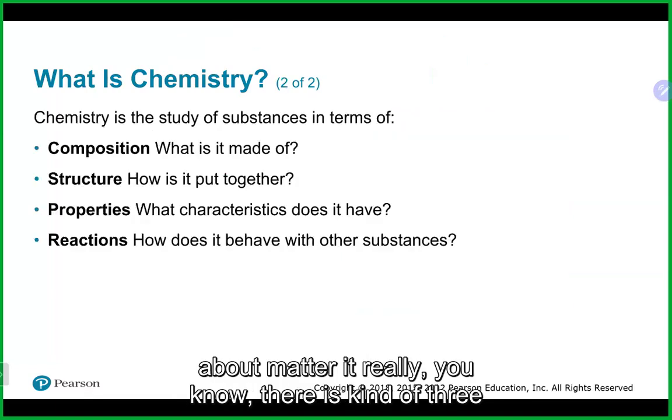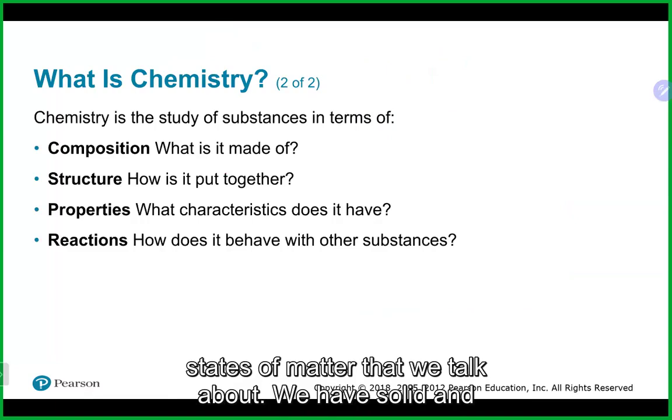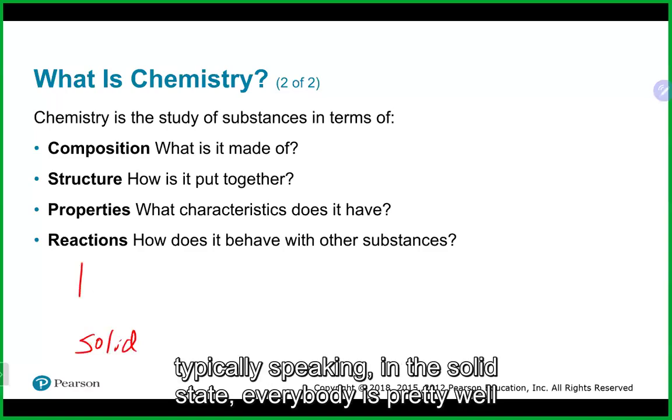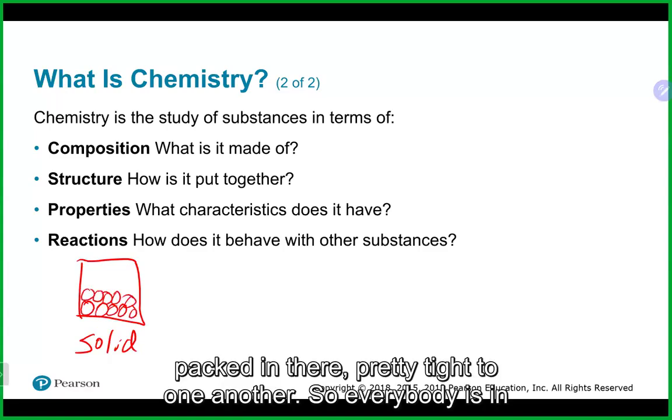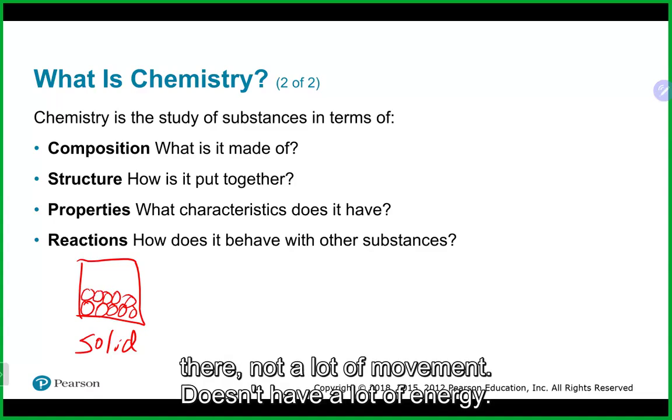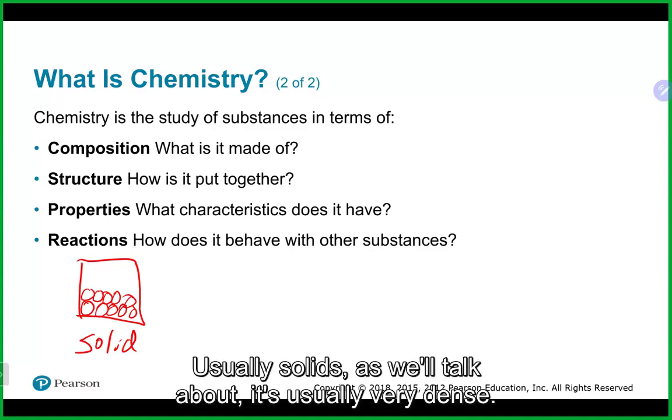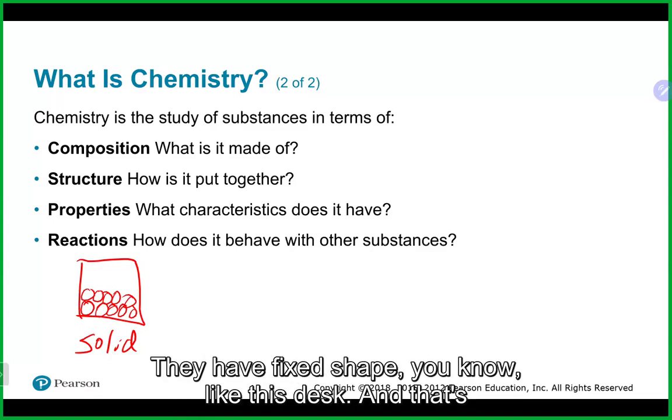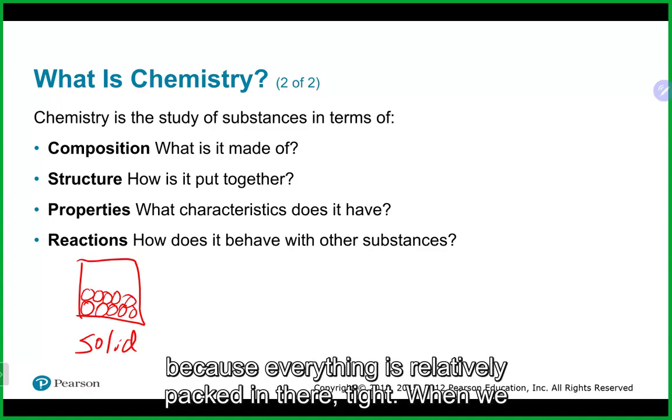When we talk about matter, there are three states of matter that we talk about. We have solid, and typically speaking, in the solid state, everybody is pretty well packed in there, pretty tight to one another. So not a lot of movement, doesn't have a lot of energy. Usually solids, as we'll talk about, are very dense. They have a fixed shape, like this desk, and that's because everything is relatively packed in there tight.